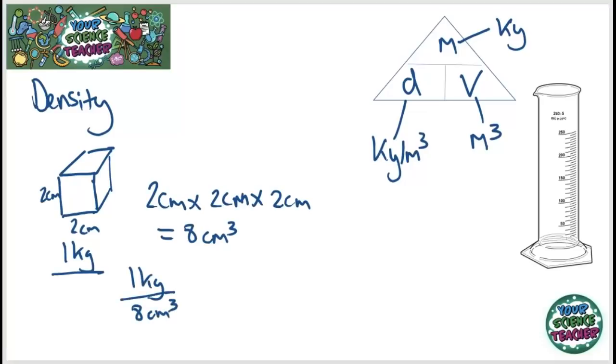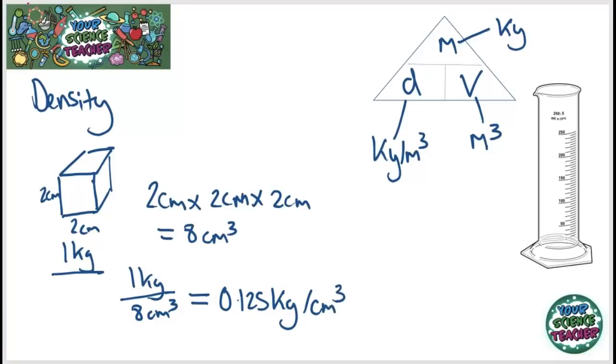Now, I know earlier I said you could do it in kilograms per meters cubed. You could also do it in kilograms per centimeters cubed, as long as you state the units that you are measuring your density in. So this box would have a density of 0.125, which is 1/8 kilograms per centimeters cubed.